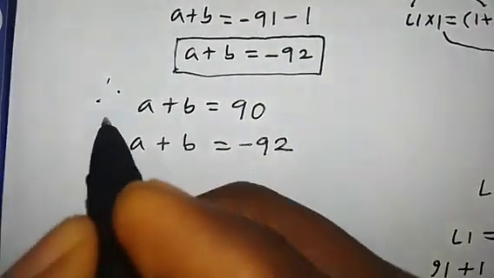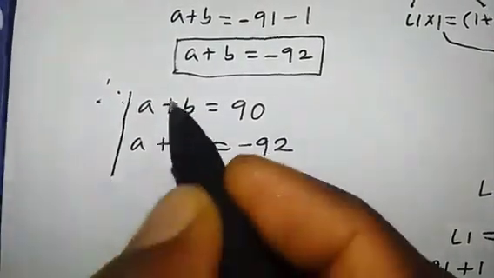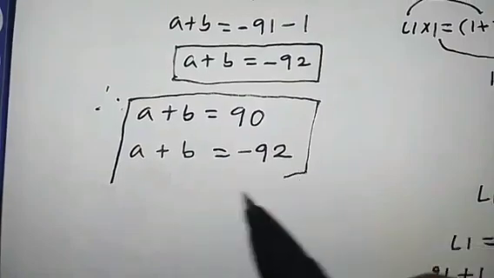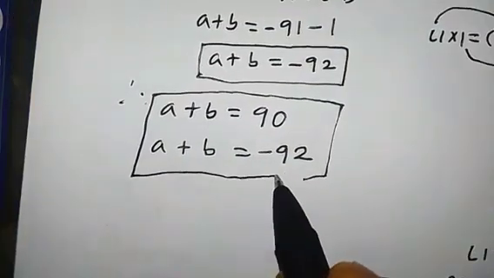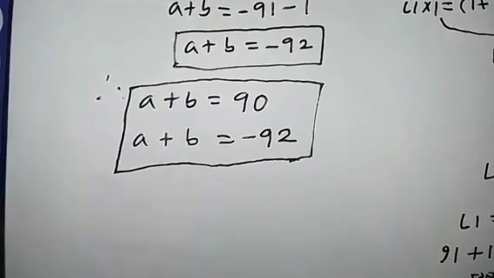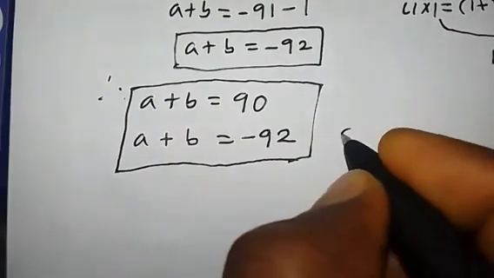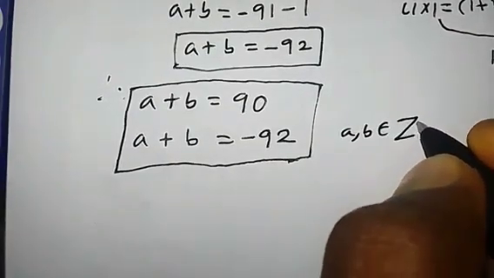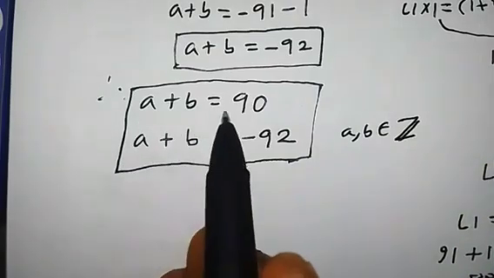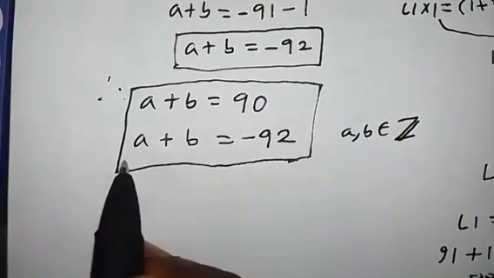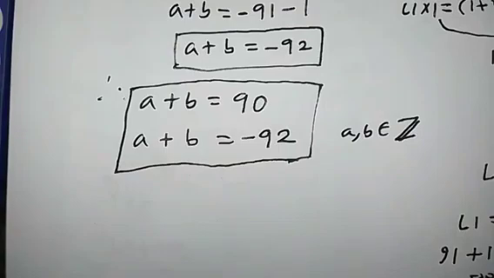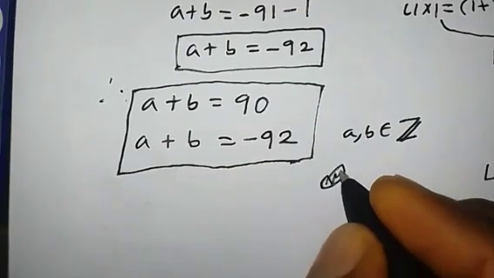You will see that we have two distinct solutions for this algebra problem. That is, when a and b belong to the set of integers, a plus b is equal to 90 or a plus b equals minus 92. That was it for this video.